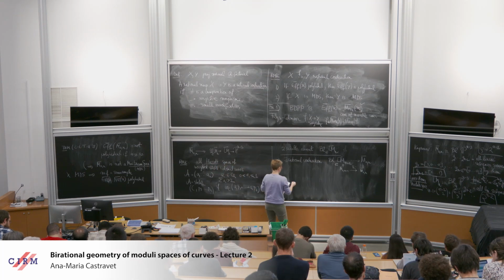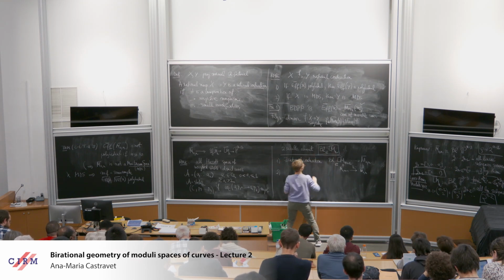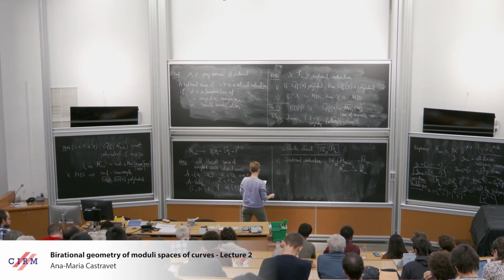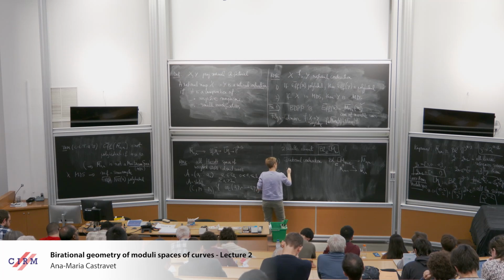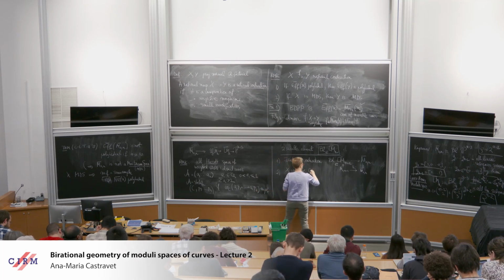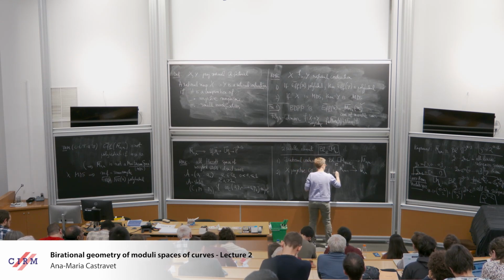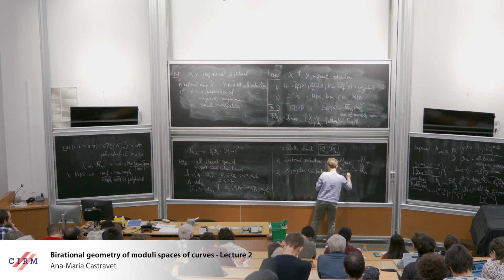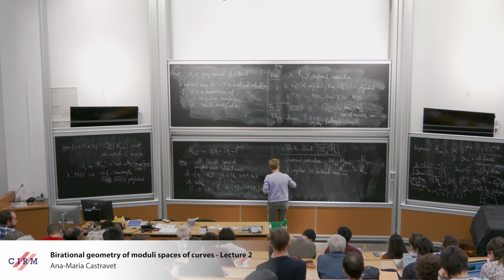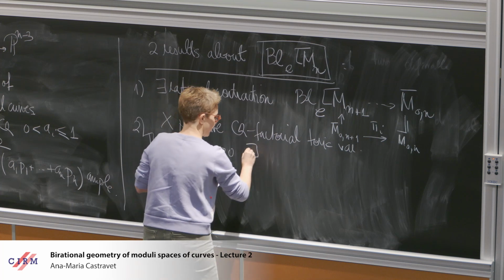Okay, and then the second result is that this space somehow sees all toric varieties if n is sufficiently large. So if you take any projective Q-factorial toric variety, then for n sufficiently large, there are rational contractions.